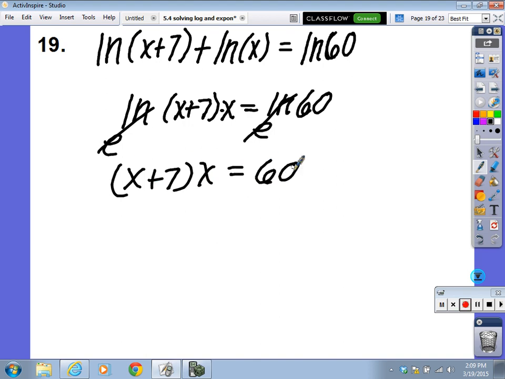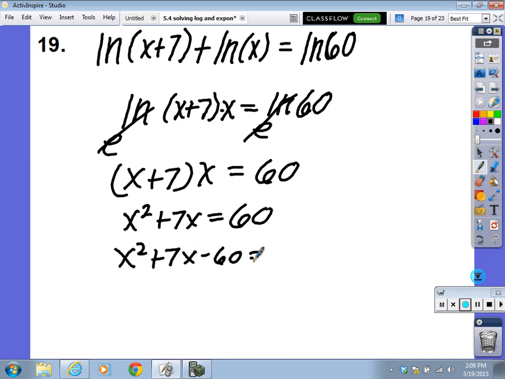And now we would solve for x piece by piece, so we've got to double distribute. We'll have x squared plus 7x is equal to 60. This is a quadratic, so we'll get it set equal to 0. And then we'll do the quadratic formula or solve by factoring. I suggest factoring. I'm going to go on to my next example. You guys should be able to finish that one out.